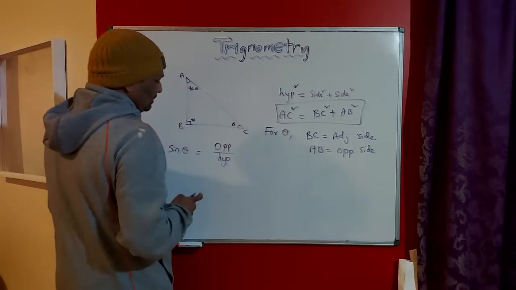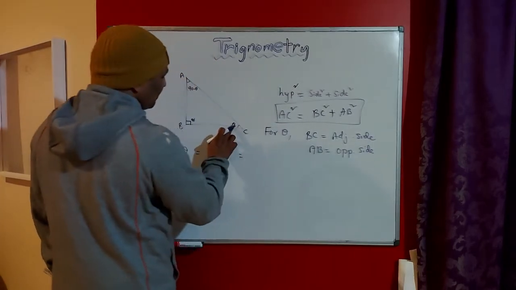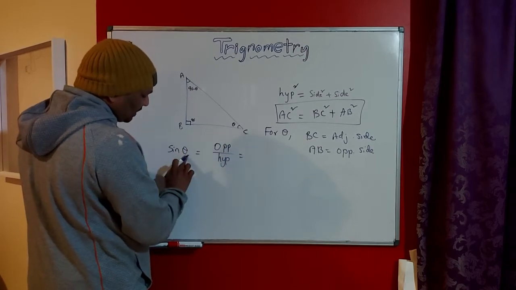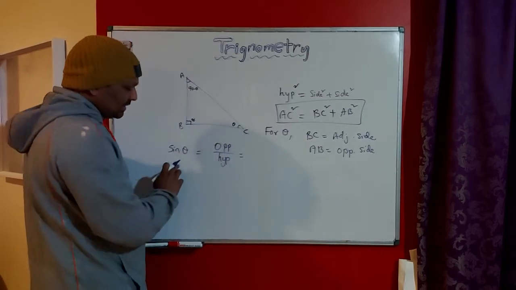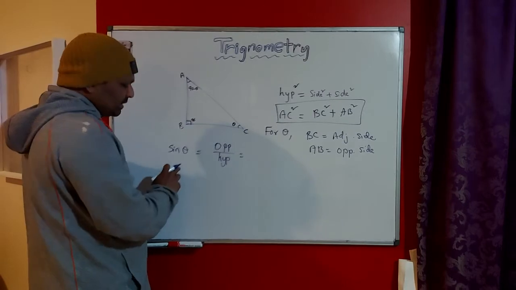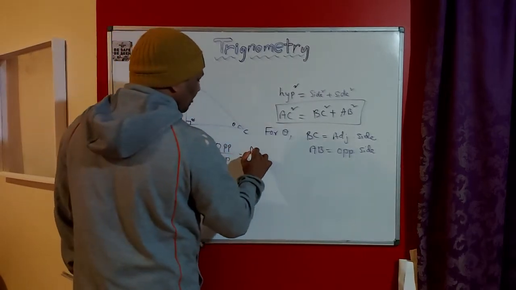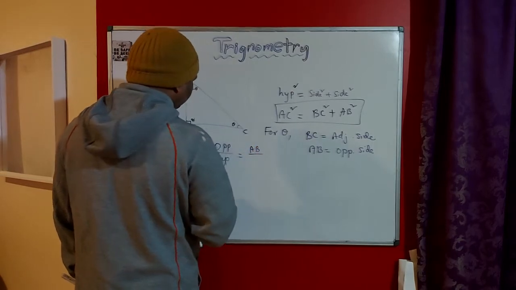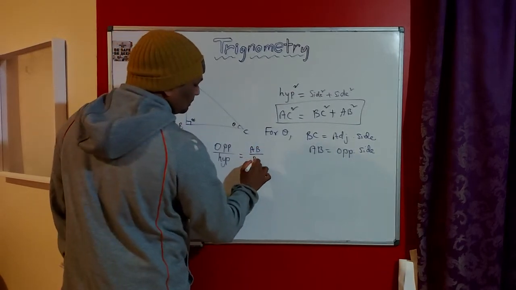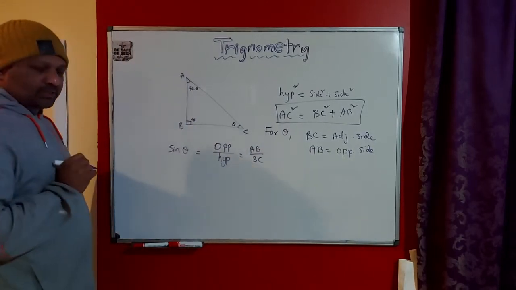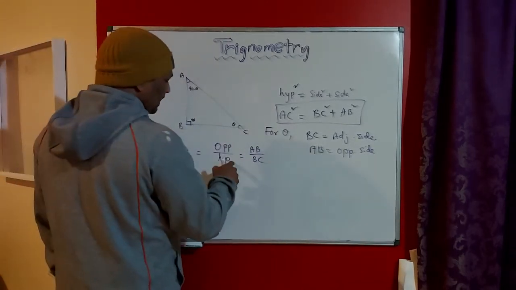Okay, op by hypo. What is op for theta? When you're determining this, it's important what angle you consider here. The angle that you consider here is theta. So the op is AB by BC. That is the sine ratio. Sine theta is equal to op by hypo.